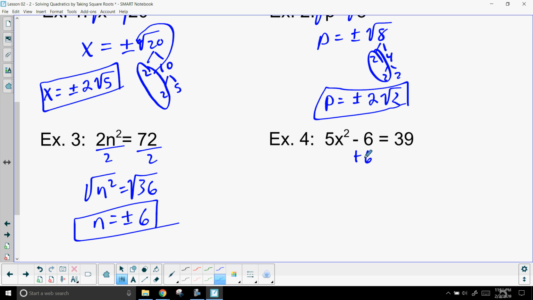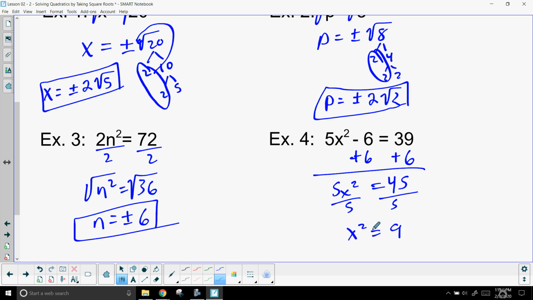Again, following order of operations. Again, you should be pros at solving. If not, we need to fix that. Divide by 5. 45 divided by 5, I believe, is 9. So take the square root. The square root of 9 is 3. So x equals plus minus 3.